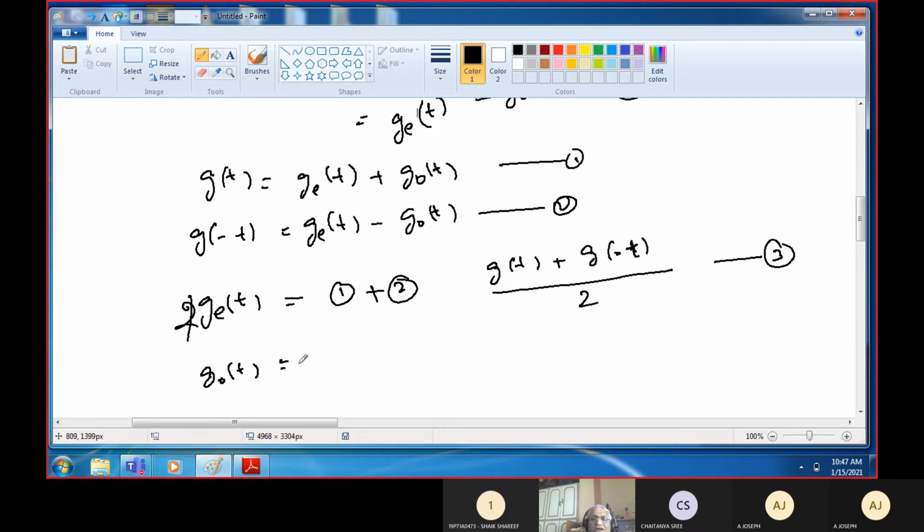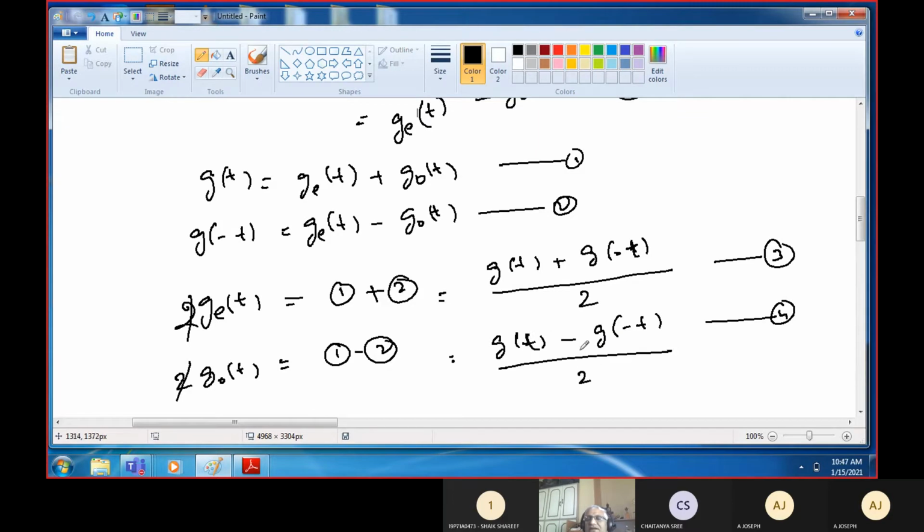Now using the same logic, if I subtract 2 from 1, what will happen? I will get 2 times g_o(t), which is equal to g(t) minus g(-t). Okay, this is the fourth equation. So I bring 2 to the right hand side and I will get it divided by 2. So this is the formula.